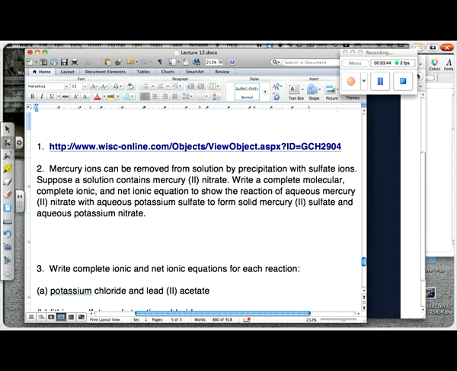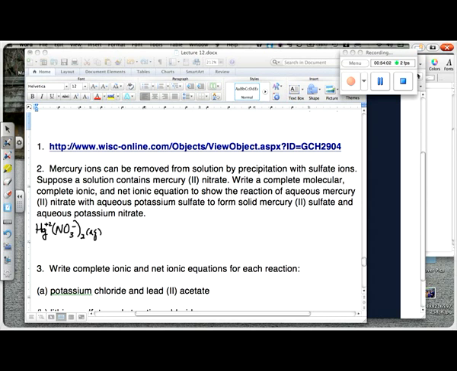So I've got mercury 2 nitrate, so that means that mercury is +2, and nitrate is -1. So I need 2 of those -1s to cancel out the +2, and that's aqueous, plus potassium sulfate. Potassium is +1, sulfate is -2, so I need 2 of those potassiums, and that's aqueous. See, it kind of tells you that in the directions. To make solid mercury 2 sulfate, so 1 of each is good, and aqueous potassium nitrate. Back to charges, potassium is +1, nitrate is -1, so 1 of each is good, and that is aqueous. All right. To balance, I'm going to need to put a 2 here, and that should take care of it.